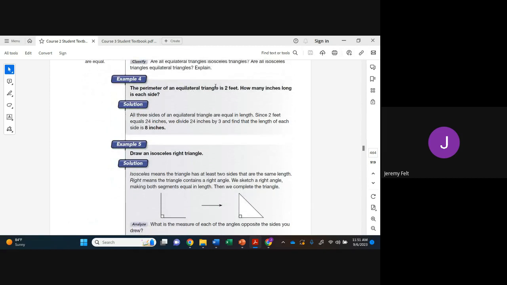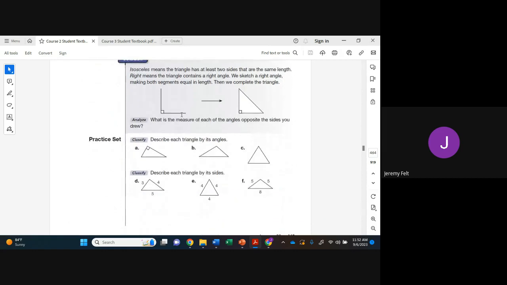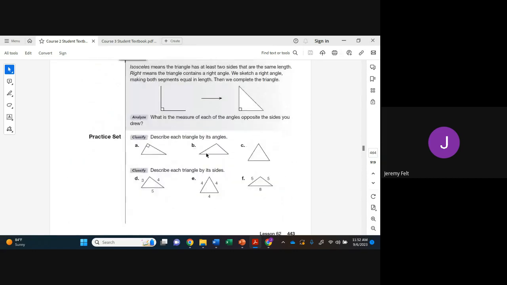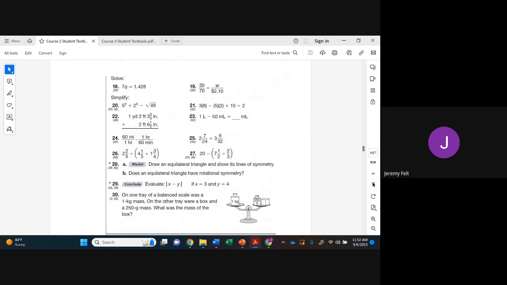The perimeter of an equilateral triangle is 2 feet. How many inches is on each side? Well, 2 feet, which is 24 inches. 24 inches divided by 3 equal sides, because it's equilateral, would make each side 8 inches long. If we didn't know that it was equilateral and we were just told the perimeter of a triangle, we wouldn't have enough information. But since we know it's equilateral, then we can work backwards to find the side length. Okay, we'll go over more triangles in the practice set.